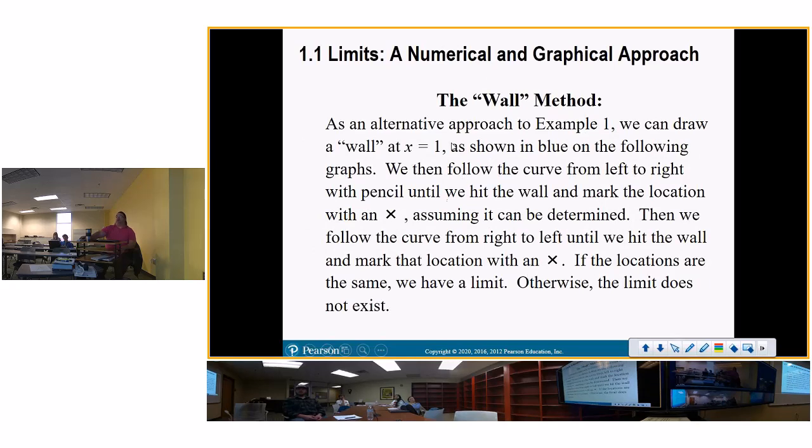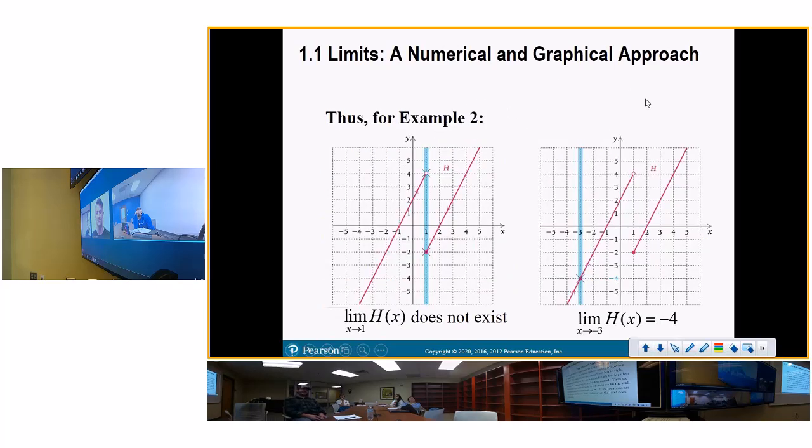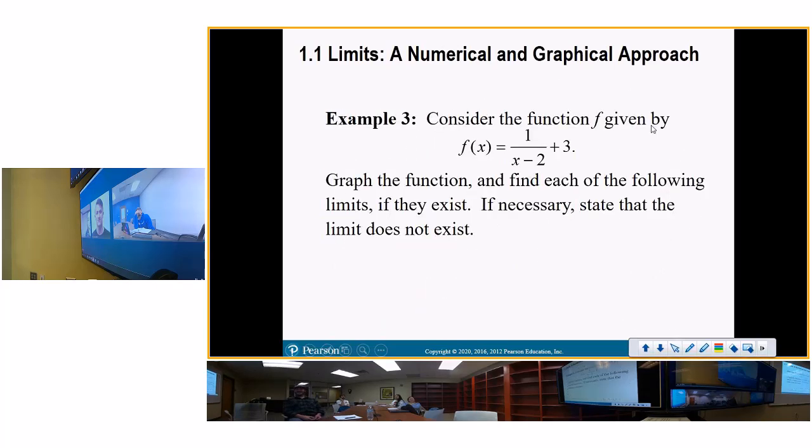That's all there is to it. And that's what they're, oh, look, we can draw a wall. They're using the wall. Wall spelled backwards is wall. Huge. All right, look at that one.